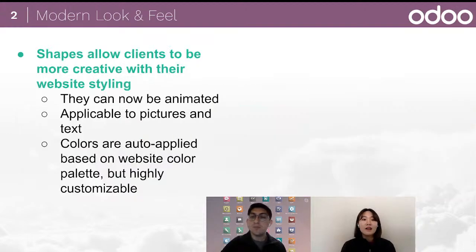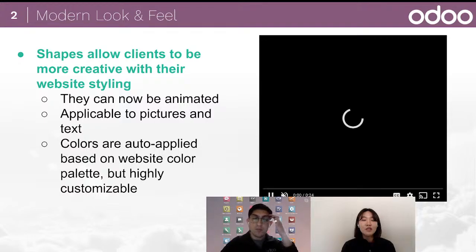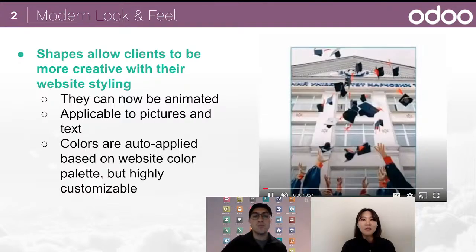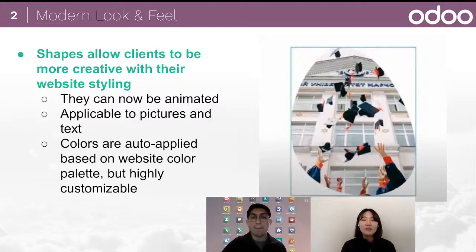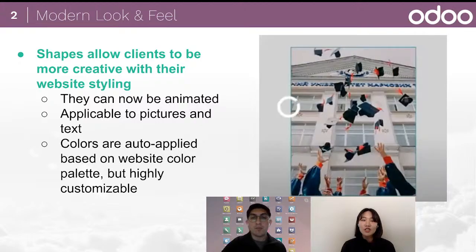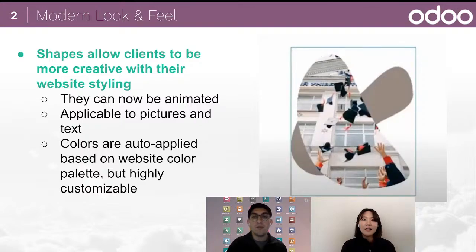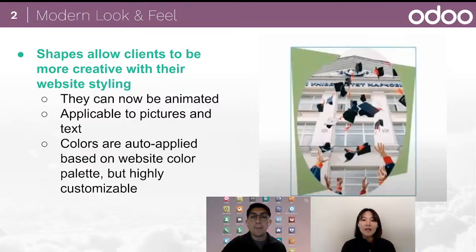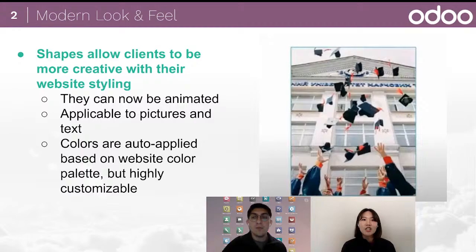Okay, and there have also been new improvements made to our shapes features. Shapes can now be animated, which will give your website a livelier feel. You can apply the moving shapes to pictures or text boxes, and again, the colors will be automatically matched to your theme, but you can change them at any time.